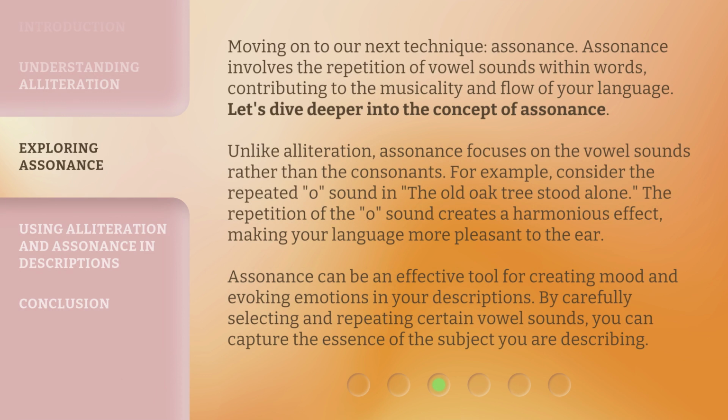Moving on to our next technique, assonance. Assonance involves the repetition of vowel sounds within words, contributing to the musicality and flow of your language. Let's dive deeper into the concept of assonance. Unlike alliteration, assonance focuses on the vowel sounds rather than the consonants. For example, consider the repeated O sound in "The old oak tree stood alone." The repetition of the O sound creates a harmonious effect, making your language more pleasant to the ear.